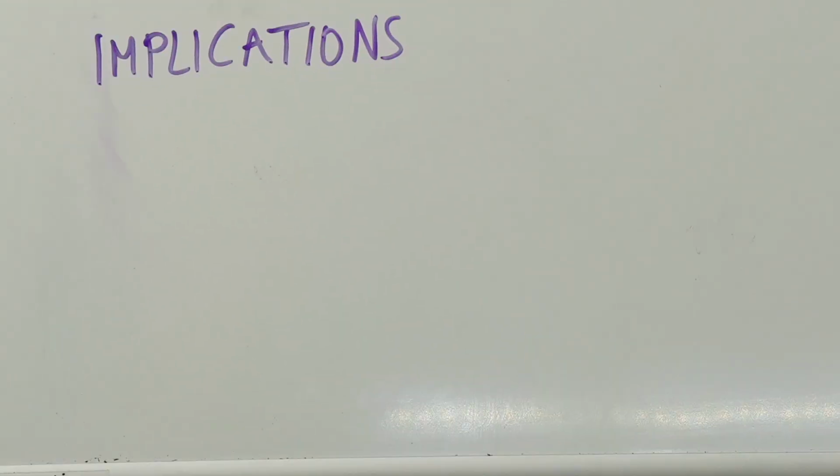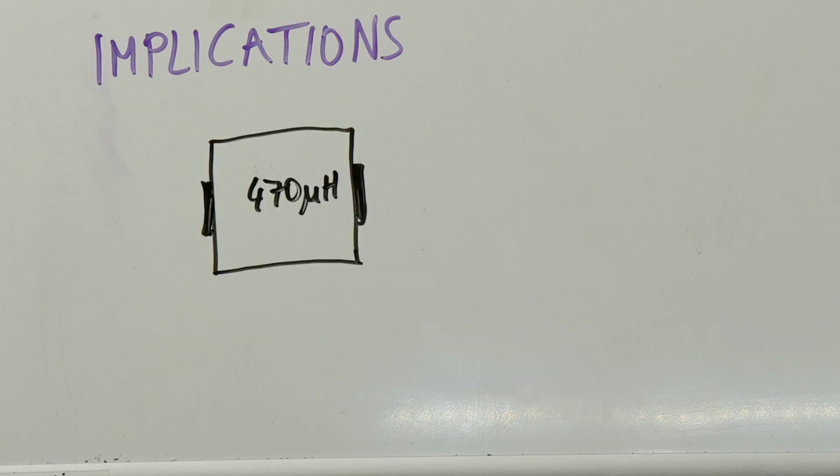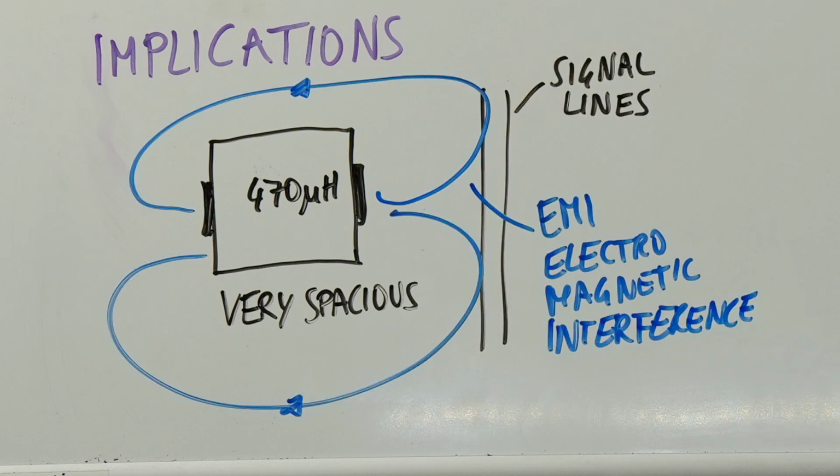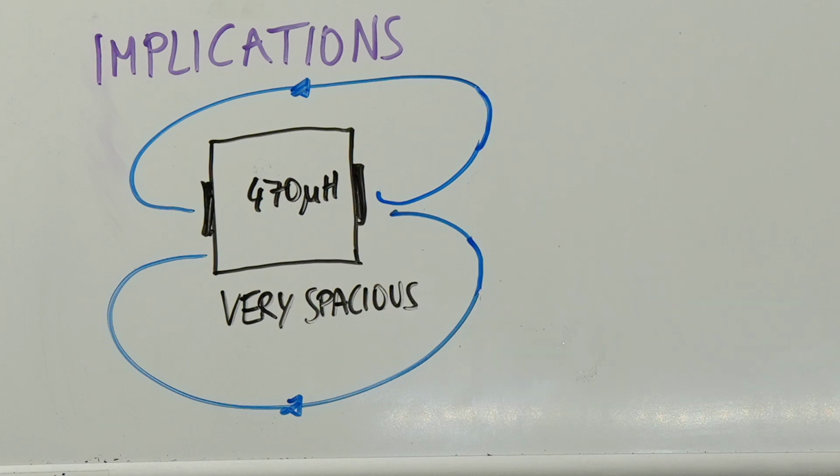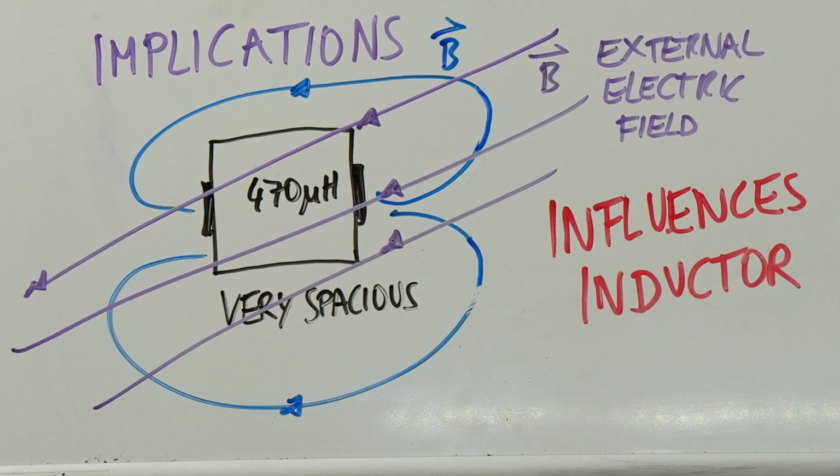When implementing inductors in a circuit design, they have a few implications. First of all, they are relatively spacious compared to capacitors. Further, the magnetic field they create can influence nearby signal lines or integrated circuits, which must be accounted for when designing the layout of a printed circuit board. Finally, inductors can be influenced by applying a magnetic field to them.